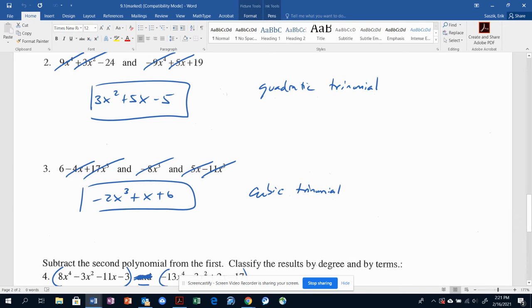Okay? You should try this next one yourself. I'm hoping it makes sense. 17, negative 8, and negative 11 is negative 2, x to the 3rd. And then just go down the line. Okay?